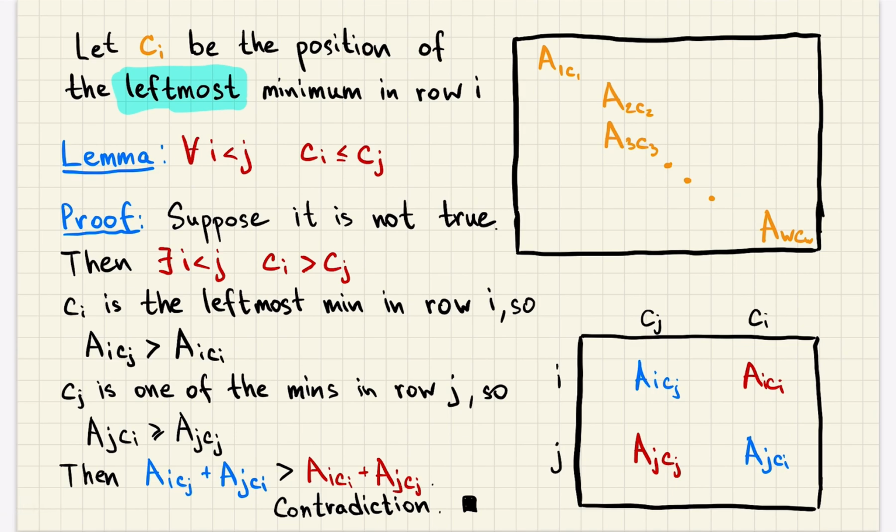How does it help us? Well, let's say that Ci is the position of the leftmost minimum in row i. We want to prove that if the matrix has quadrangle inequality, the positions of those leftmost minimums are non-decreasing. So if we start in the first row and move to the second, third, and so on, we will only move to the right. There can be equalities, but we cannot go to the left. We will see why leftmost is important.